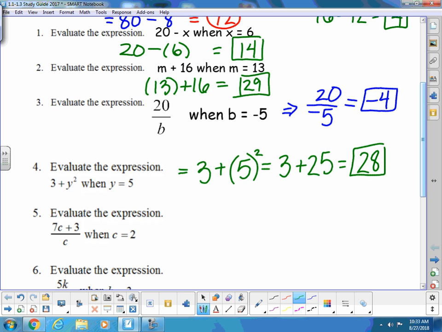Number 5, evaluate the expression 7c plus 3 all over c when c equals 2. Replace my c with a 2. Now when you see a big fraction like this, what part should you simplify first? We've got a lot of things happening in the numerator and denominator. Remember, we want to treat those like parentheses. We want to simplify the whole numerator, simplify the whole denominator, and then divide last.